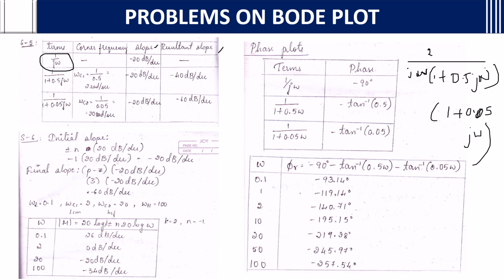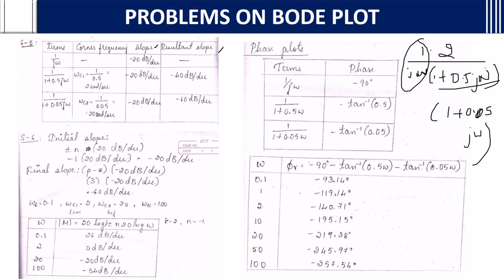Here the upper side is taken as 1. You will not consider that 2, it is the K value. K is 2, so you will not consider that. For taking factors, we will just consider the 2 into 1. This is 1 by j omega, one factor. In the same way, 1 by 1 plus 0.5 j omega, and next is 1 by 1 plus 0.05 j omega. You have written the factors.